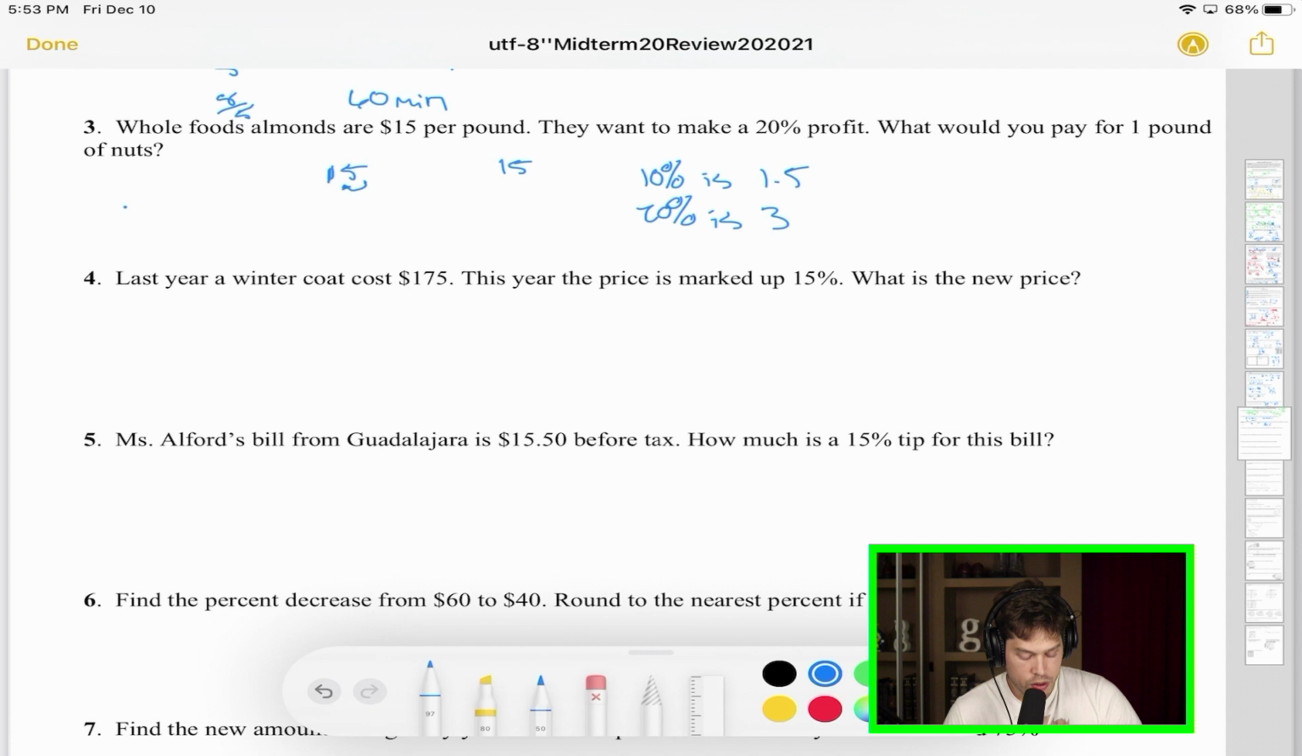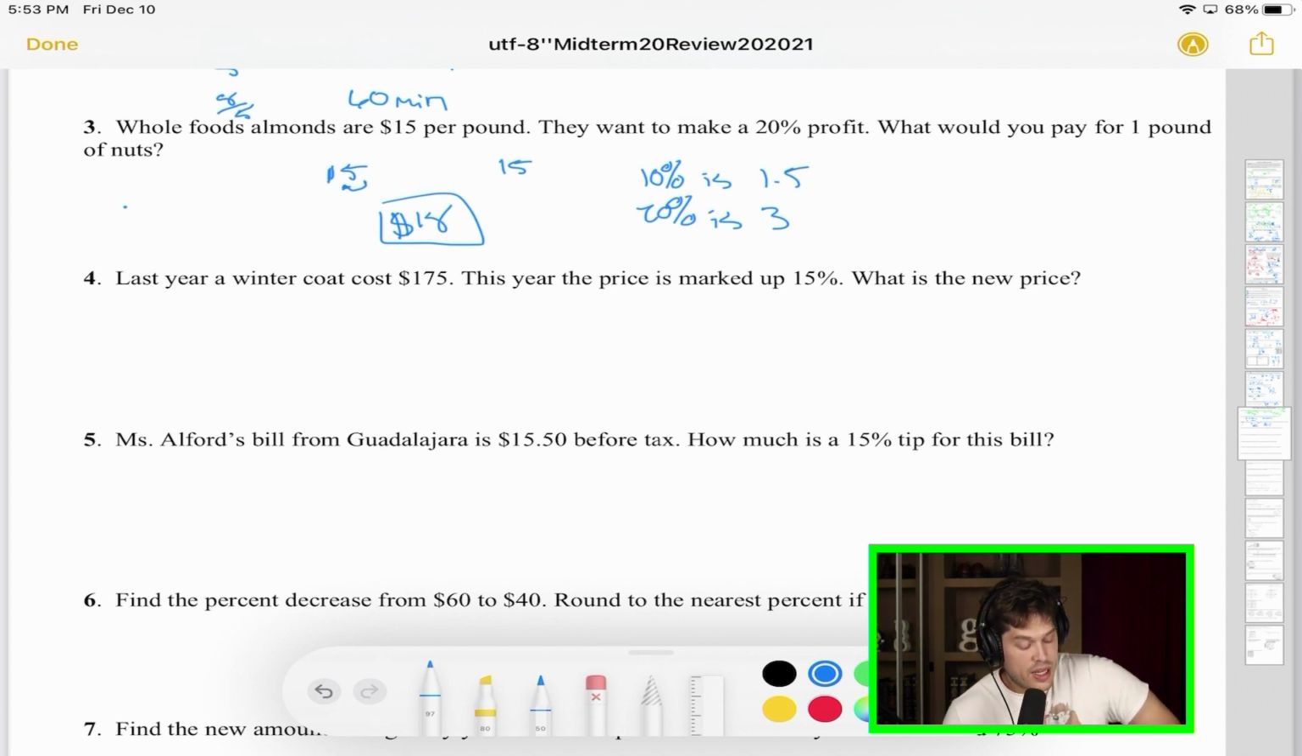So if they want to make a 20% profit, they're going to charge $18 per pound. They got it for $15 per pound. They want to make 20% profit. So I am going to be paying $18 a pound in order for Whole Foods to get their 20% profit.